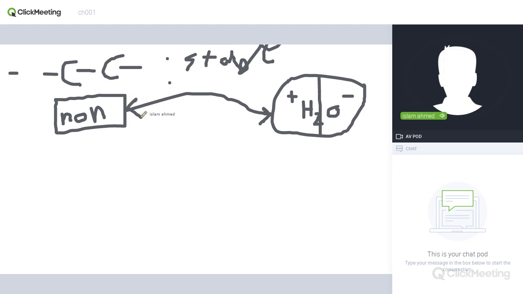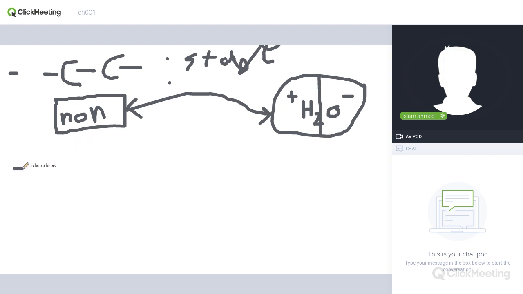We cannot mix them, just as when you mix oil and water, they will not mix together. Why? Because there is no polarity in the hydrocarbons, so it will not mix with water. In other words, it will not be soluble in water.